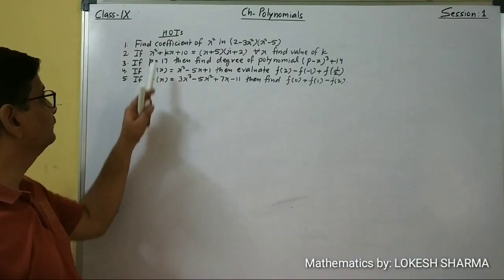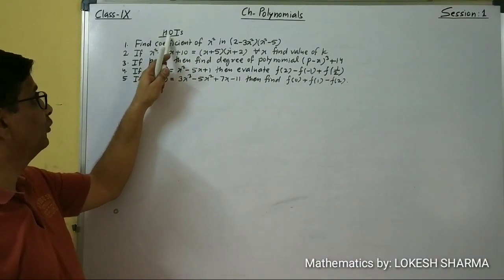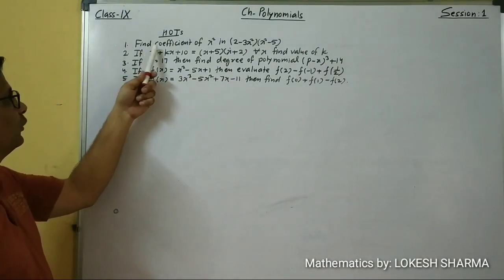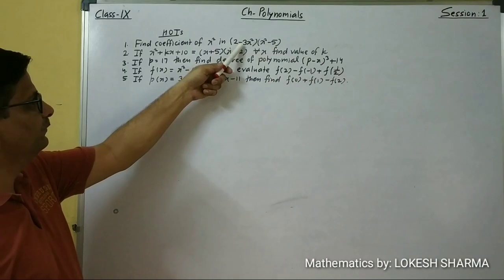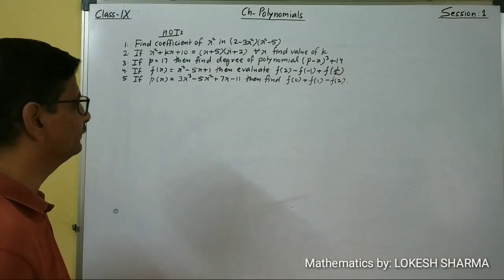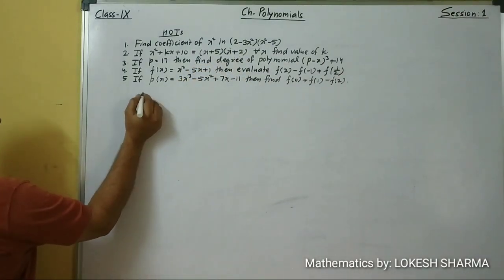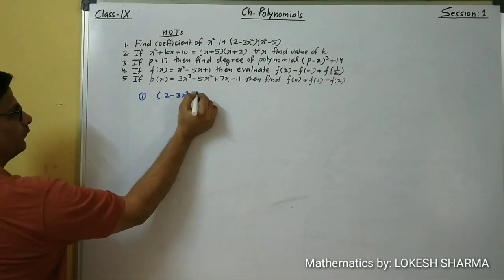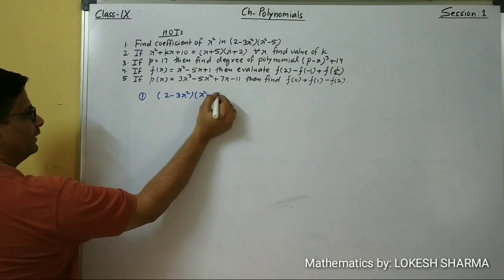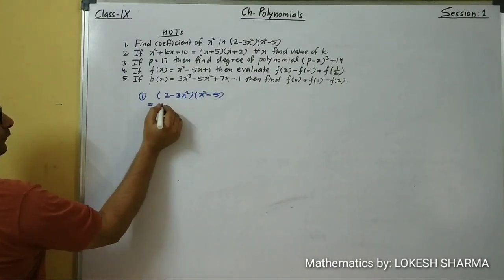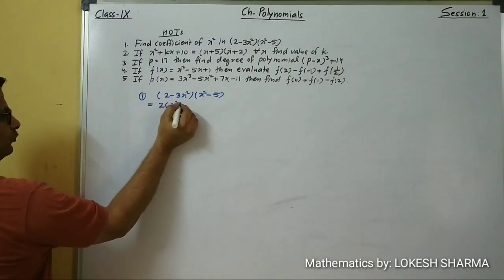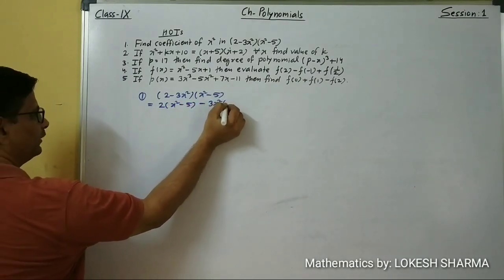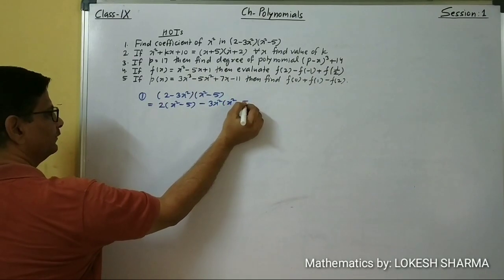Now we will do some HOTS, that is higher order thinking questions. Okay, now the first question is to find the coefficient of x square in 2 minus 3x square into x square minus 5. So what you have to do is just multiply these, as we have learned from the beginning.